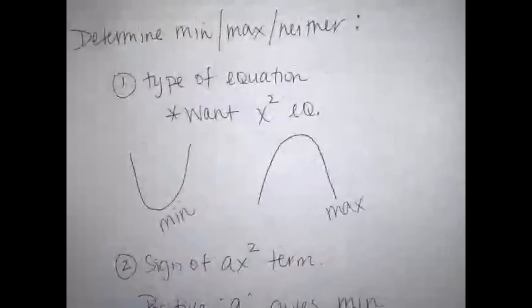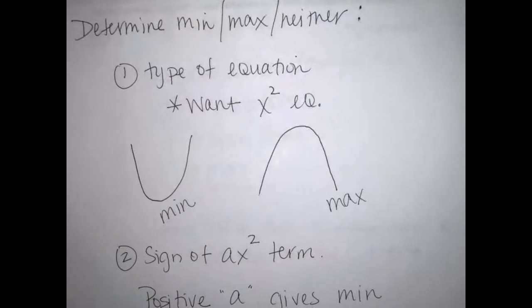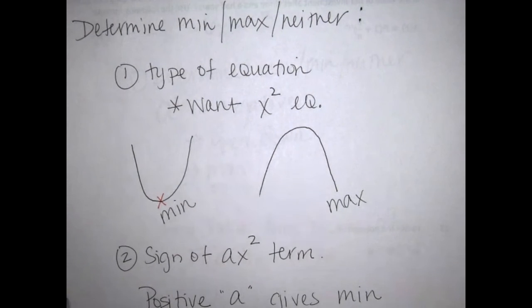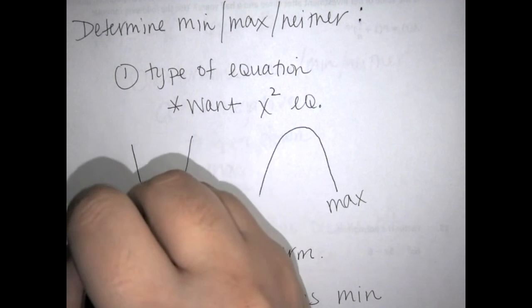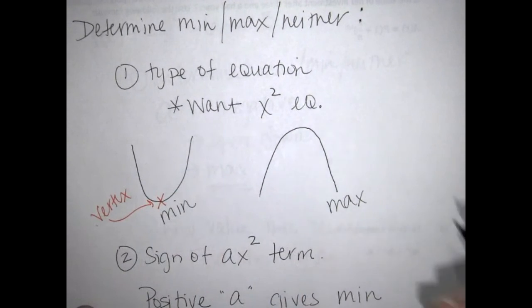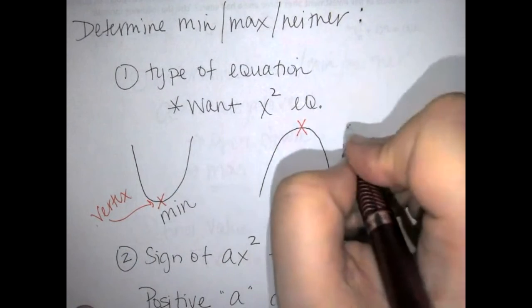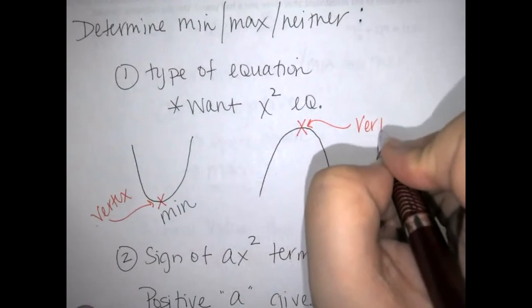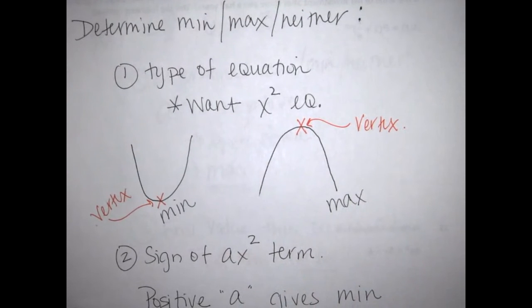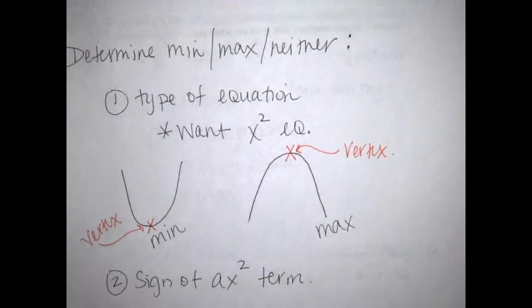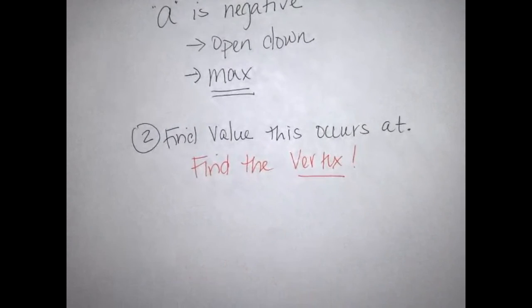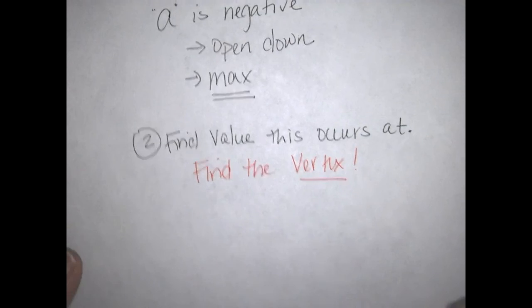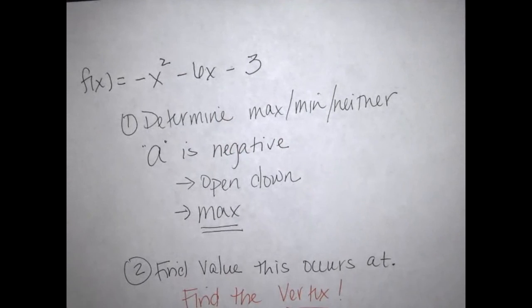So if we go back to those two graphs, we've got a minimum point, a single point that's going to occur at the minimum. This right here is going to be your vertex. That's the same at your maximum. You're going to have a single point, and this right here is going to be the vertex. So when you are asked to find the location at which that occurs, you are being asked to find the vertex of your problem.